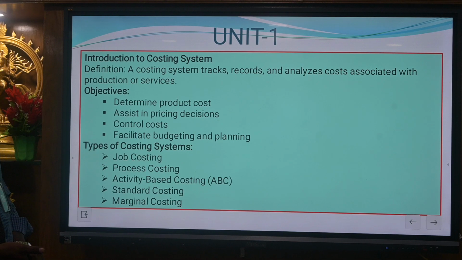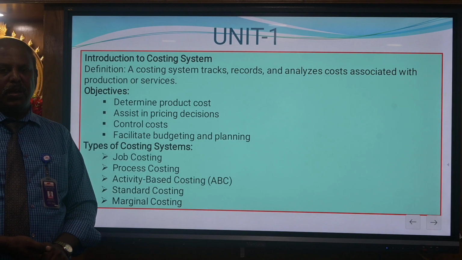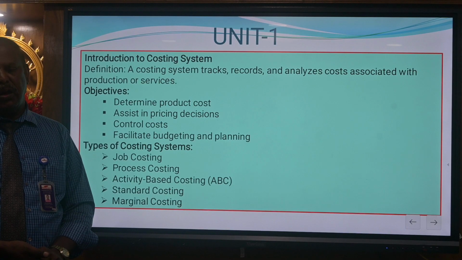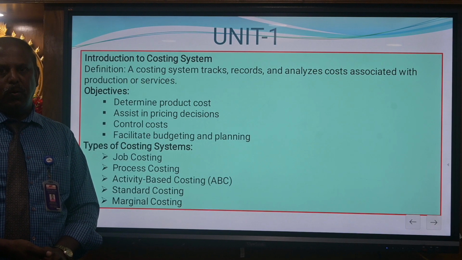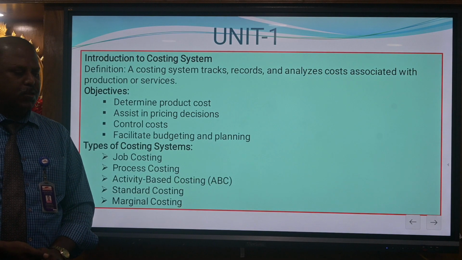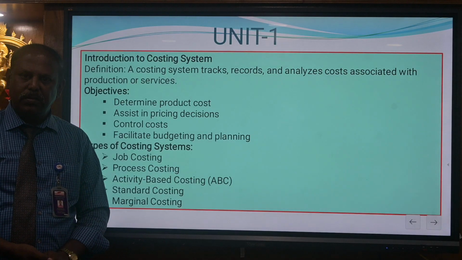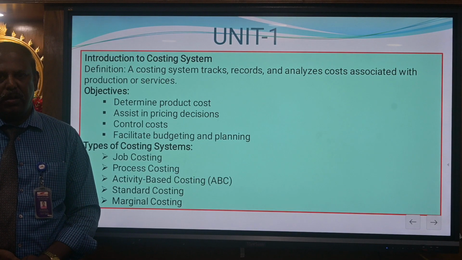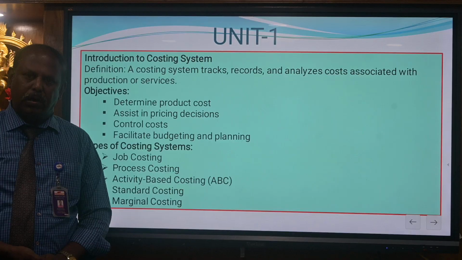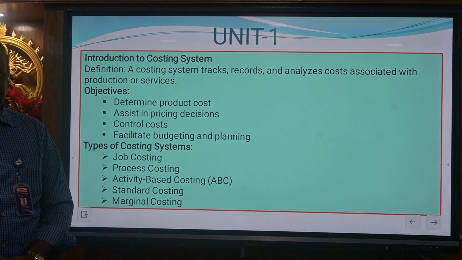The third one is cost control. That means suppose the price is high in the market, we can reduce it based on cost control. When you control the cost, the price of the product automatically reduces. The next one is facilitating budgeting and planning. Based on the previous data, we can prepare the budget and plans for future activities.